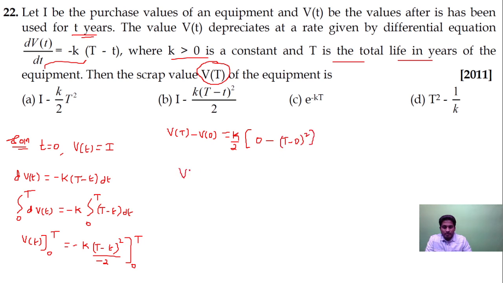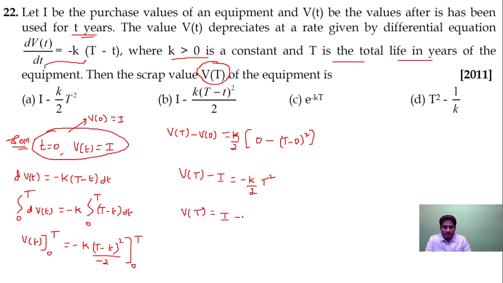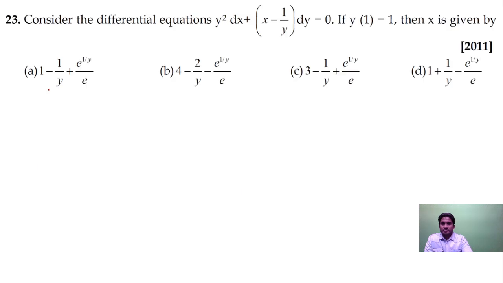So this is v of t minus v of 0. Here, time t is equal to 0, so if I substitute, v of 0 will be equal to I. Alright, so the purchase value will be equal to I. Two minus signs will be equal to plus. So this is minus k by 2 into T square. If you shift to the right side, v of t, the scrap value, will be equal to I minus k by 2 into T square. That's the answer, guys. Answer is option A. Okay, let's move to the next question.